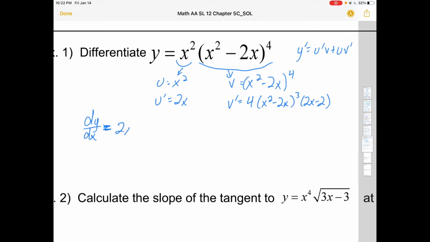So u prime v plus u v prime. There's no 3 there.